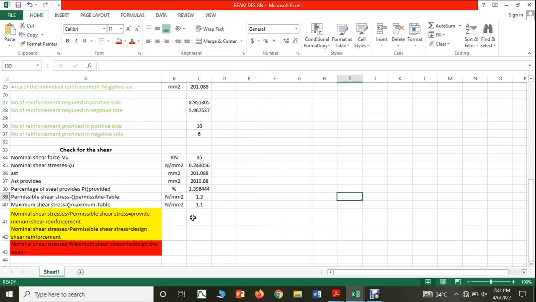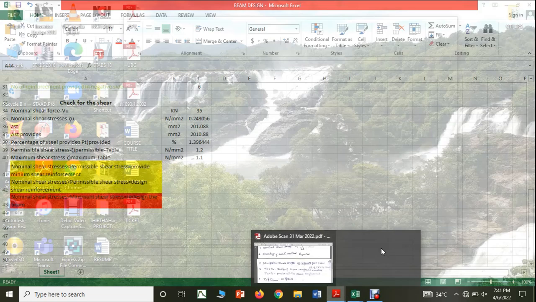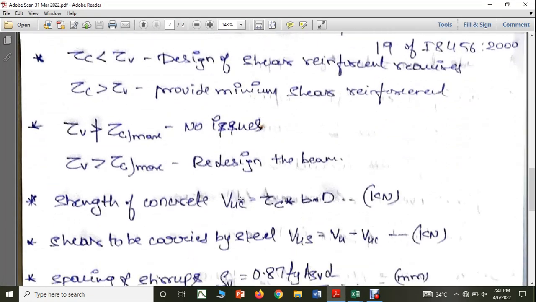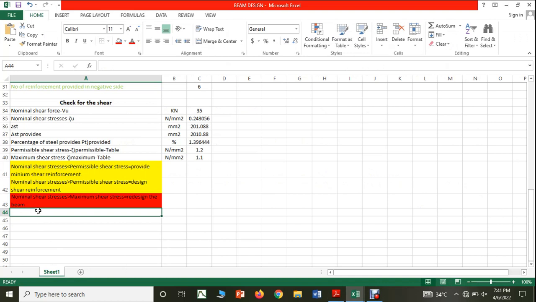Now let us assume that my nominal shear stress is more than the permissible shear stress, therefore I have to design it. When I go for the design, you have to calculate the shear strength of the concrete, that is VUC, the first one. So that is the shear strength of the concrete, which is given by VUC.